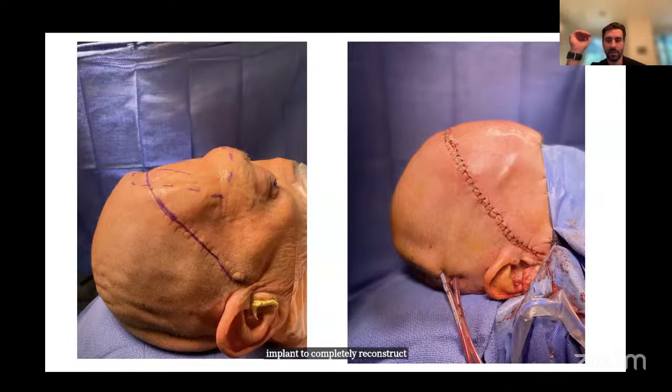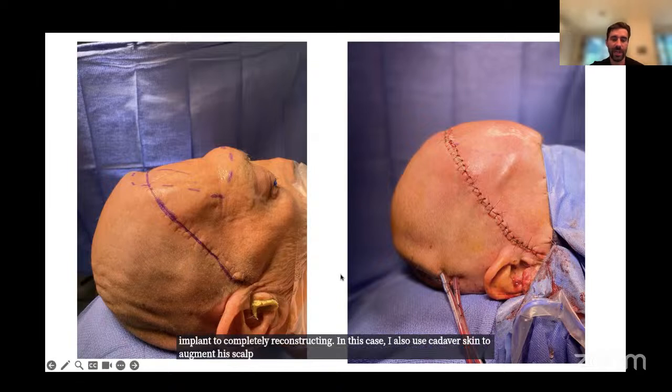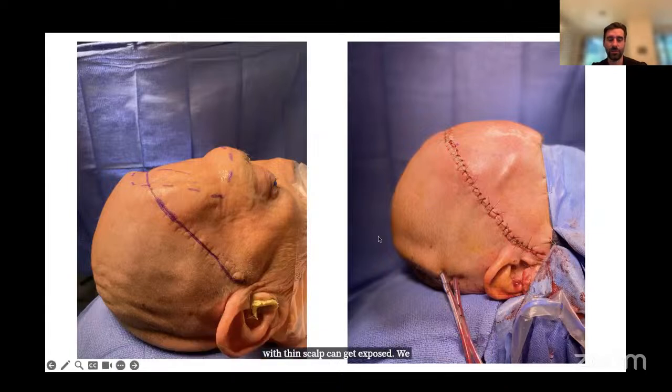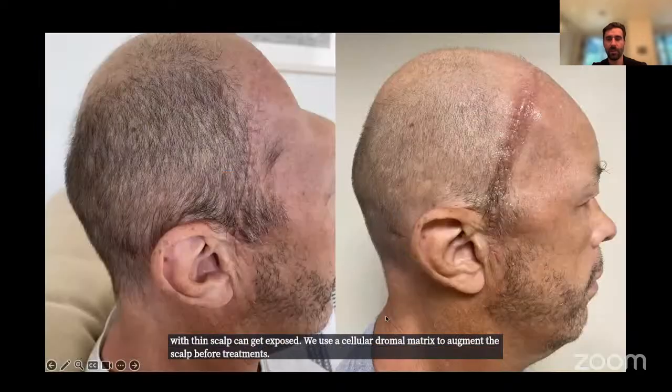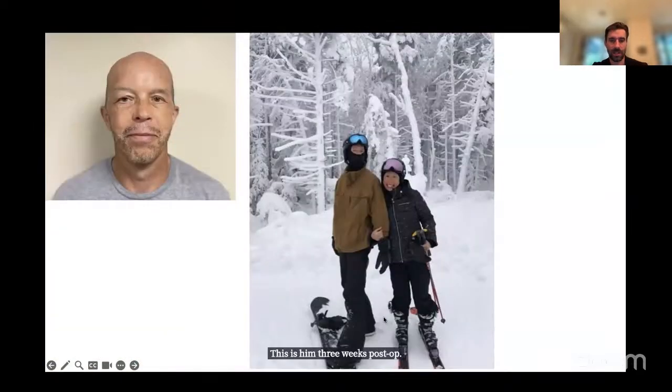In this case, I also used cadaver skin to augment his scalp to withstand chemo and radiation, as we know that mesh implants with thin scalp can get exposed. We use acellular dermal matrix to augment the scalp before treatments. This is him 3 weeks post-op, and this is him just last winter.